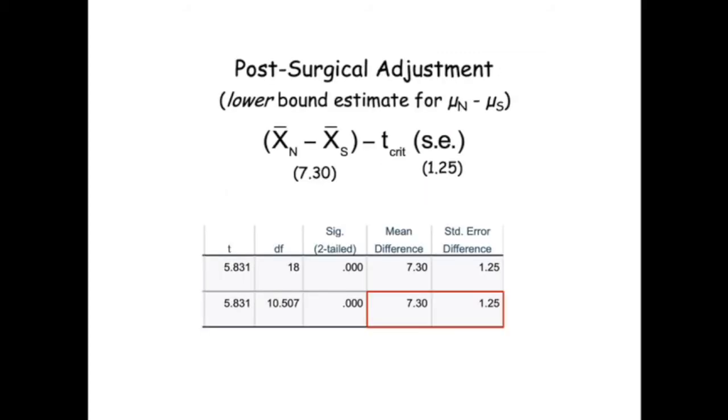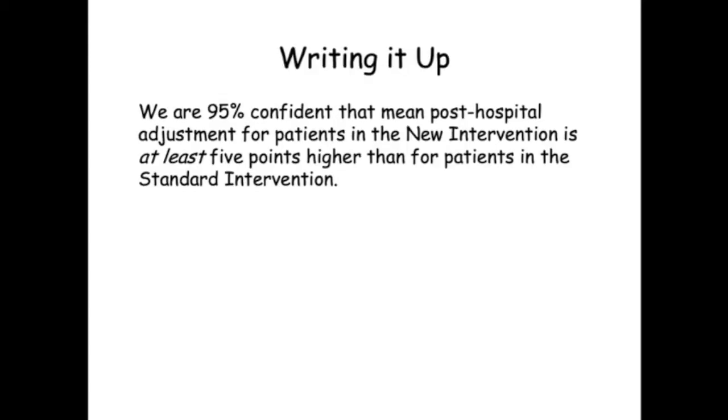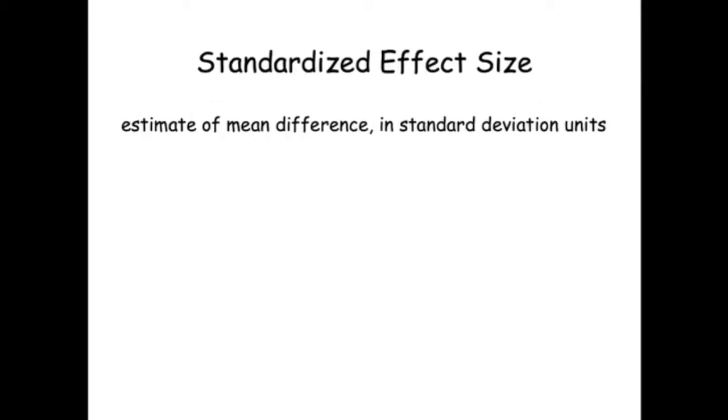The mean difference was 7.3 and the standard error was 1.25. T is a tabled value found using the significance level and degrees of freedom. This gives us a lower bound estimate on the difference of approximately 5 points. Mean adjustment for patients in the new intervention is estimated to be at least 5 points higher than for those in the standard intervention.